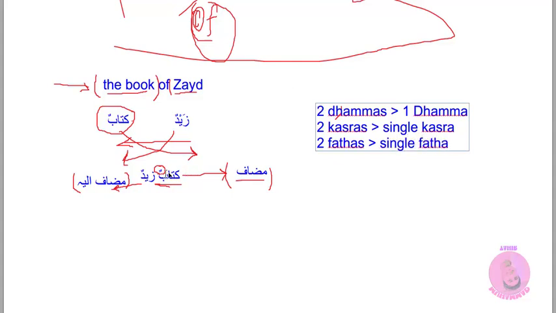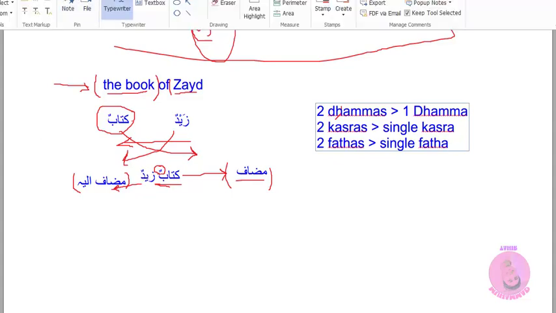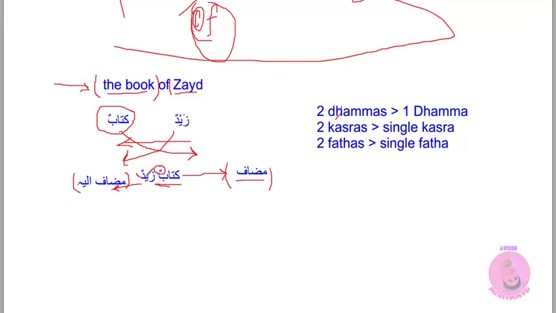What I'm saying here is that tanween will change into a single vowel. That's it. This is one change that you have to make. The second change is that of mudaf ilayhi. This is a modification that we will do when we are dealing with mudaf ilayhi, the possessor. This tanween will change: if we have two dhammas or two fathas, those will change into two kasras.